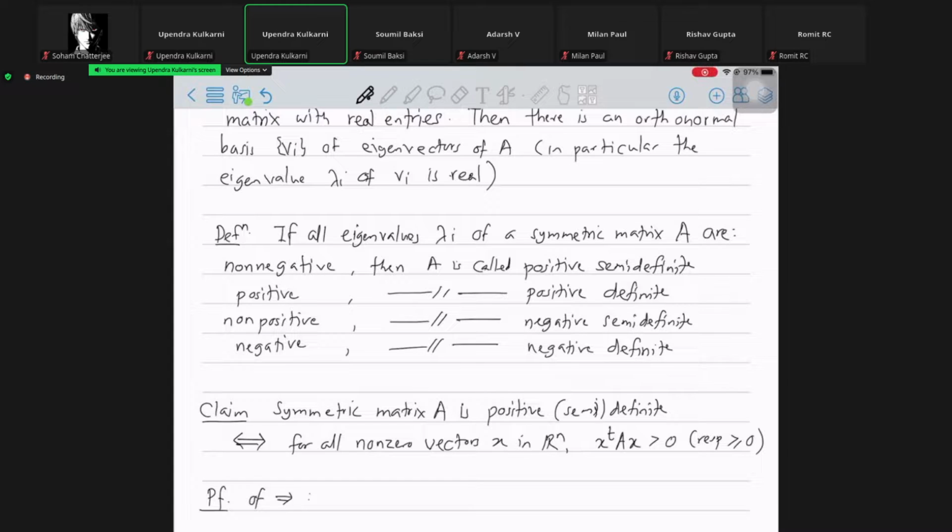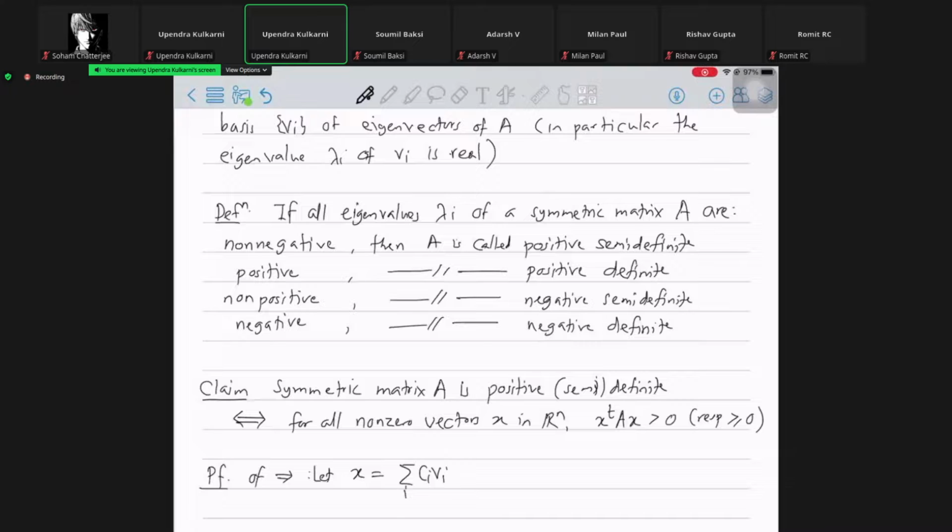So let's do this. The way to do this is I just write X as a linear combination of the eigenbasis Vi. So let's say X equals summation over i of Ci Vi, and I just calculate. So what do I get then? X transpose AX is simply equal to summation over i of Ci Vi transpose A times summation over j of Cj Vj, just to have a different index.